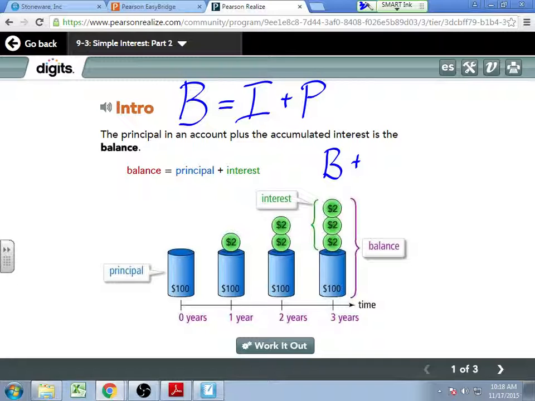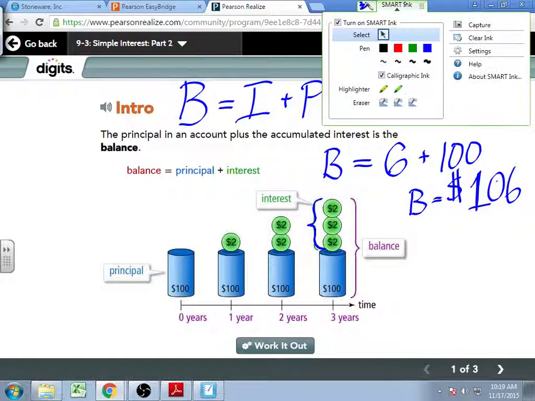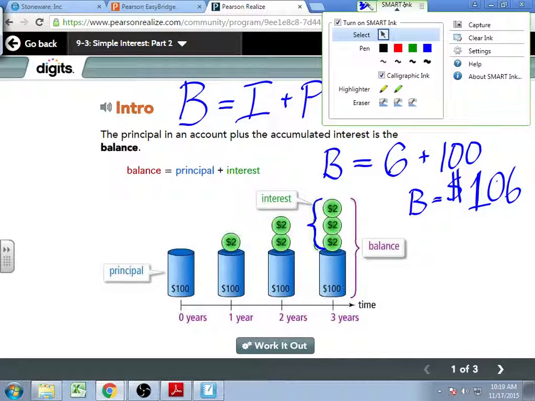Look at the visual here. How much interest have we earned? $6. 2 plus 2 plus 2. 6 plus what was my initial investment? 100. So my balance now is $106. Your balance is just the interest made plus the principal investment. That's much easier.